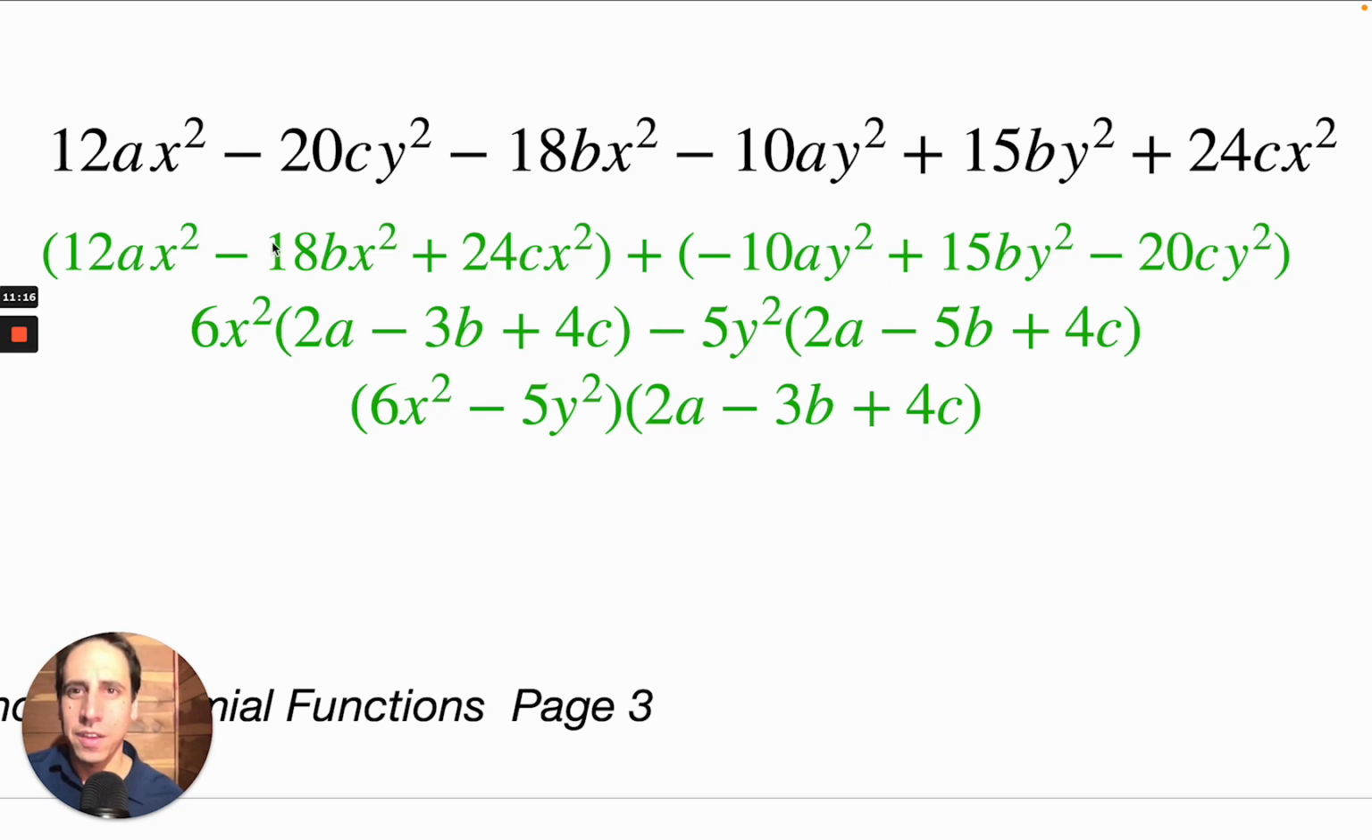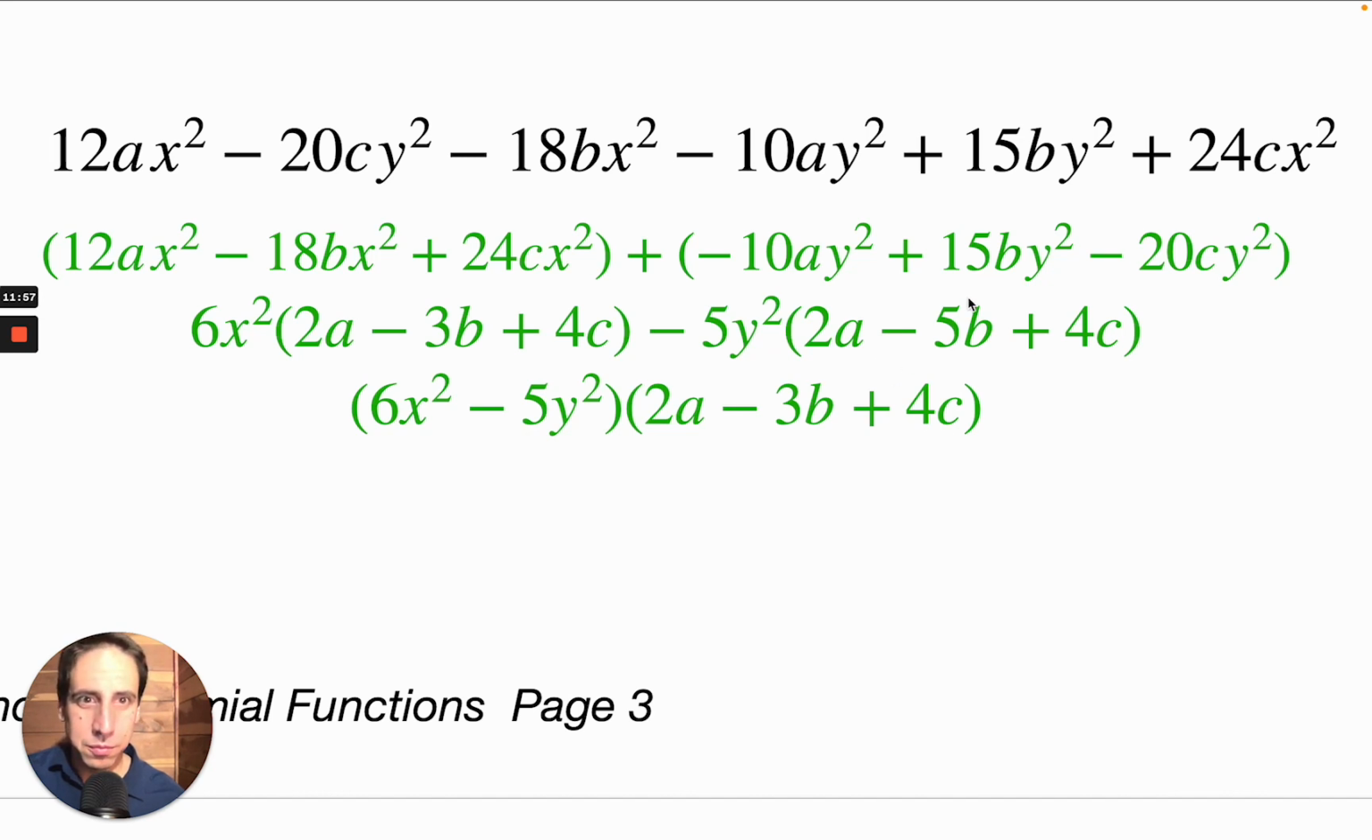Okay, so let's factor out the x squared. And we can also factor out a 6. So 6x squared. 6x squared times what gives you 12ax squared? 2a. 6x squared times what gives you minus 18bx squared? Minus 3b. 6x squared times what gives you 24cx squared? 4c. I'm going to play the same exact game over here. I think I can factor out definitely a y squared, and then all 3 numbers also factor out a minus 5. So we've got minus 5y squared times what gives you minus 10a squared? 2a.